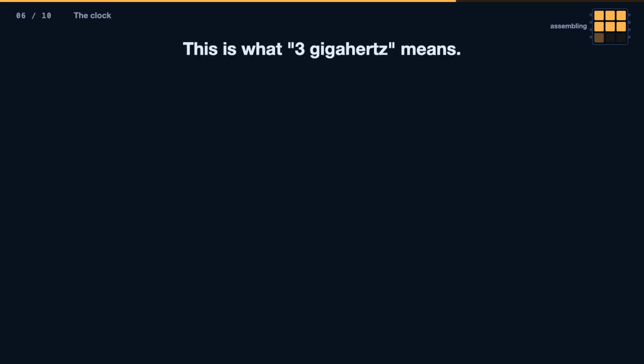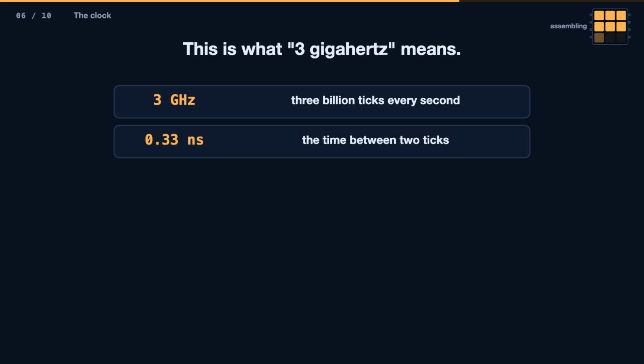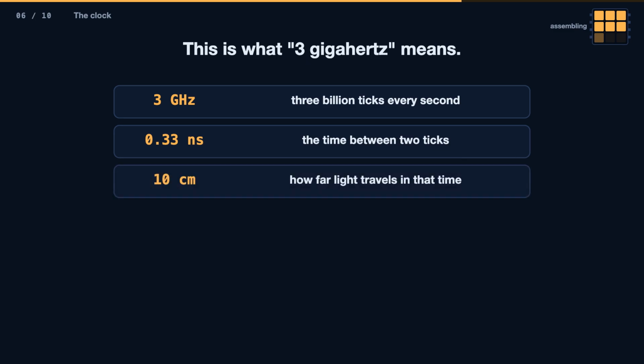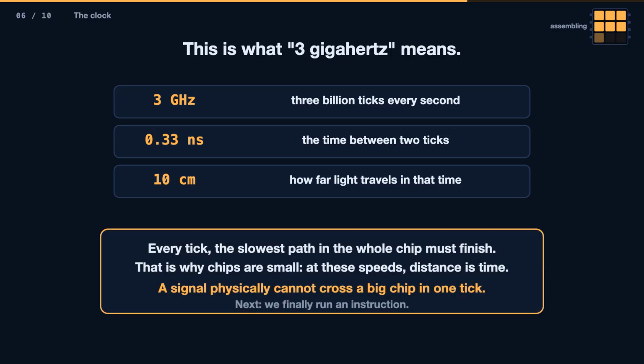When a chip says 3 gigahertz, that is 3 billion of these moments every second. Which leaves about a third of a nanosecond between one tick and the next. In that time, light travels 10 centimeters. Every tick, the slowest path in the entire chip has to finish. That is why chips are small. At these speeds, distance is time.